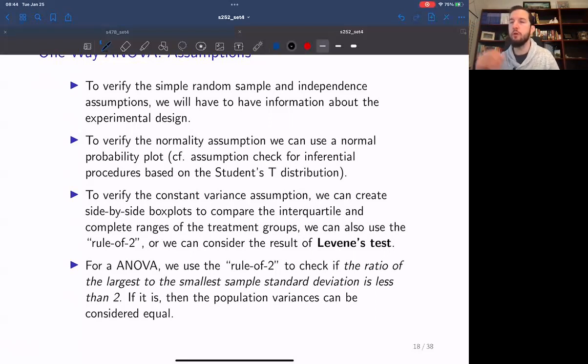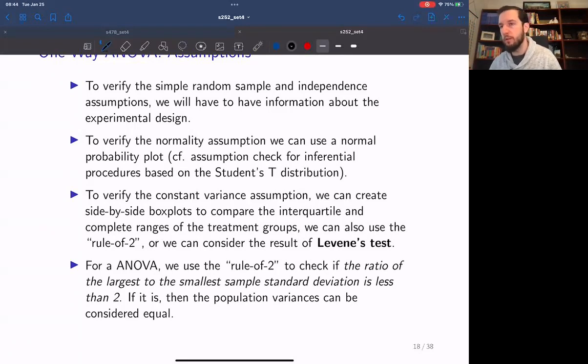We can also use what is called the rule of 2. The rule of 2 takes the largest standard deviation from the samples that we are using and divides by the smallest standard deviation from the samples that we are using. And if it is less than 2, then we can say that the variances are considered equal.